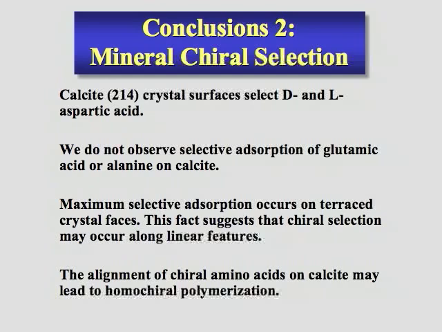We see the separation of aspartic acid on calcite, but we do not see a similar separation of either glutamic acid or alanine on calcite. So the question is, why do we see one and not the other? The maximum absorption also occurs on faces that have terraces or steps. And it makes us wonder whether the effect we're seeing might not be amplified by step edges where these molecules may be nestling in along a specific linear feature, which is really interesting because, of course, if you align amino acids and then can bond them together, then you form a peptide chain, and the chain's going to be homochiral, all the same chirality. So that's a very interesting possibility.